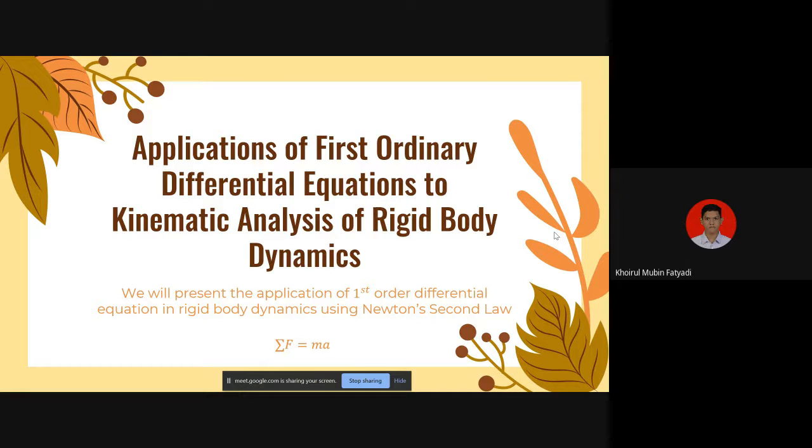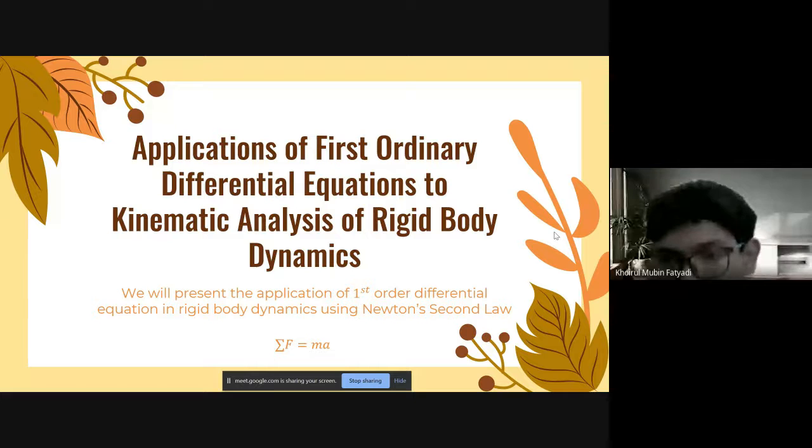We will present about the application of first-order ordinary differential equations to kinematic analysis of rigid body dynamics, using Newton's second law, sigma F equals ma.